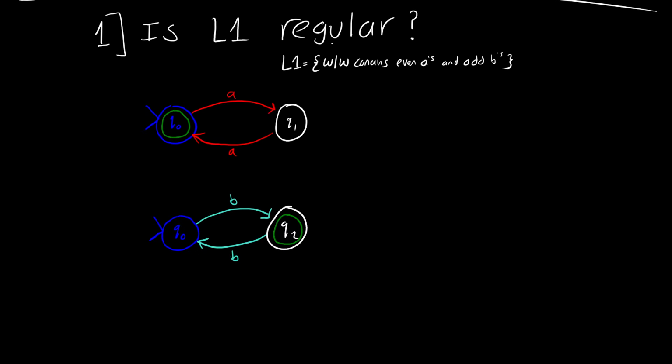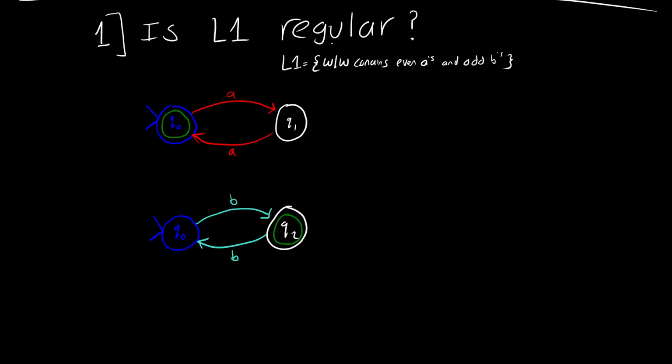So let's test this out with some input. Let's go with input 1B. Yep, 1B takes us to Q2, which is an accept state. What about 2B's? What about BB, which is even? Nope, it takes us back to Q naught, the start state, which is not an accept state. And then B, B, B, 3B's. 3B's does take us back to Q2, the accept state.